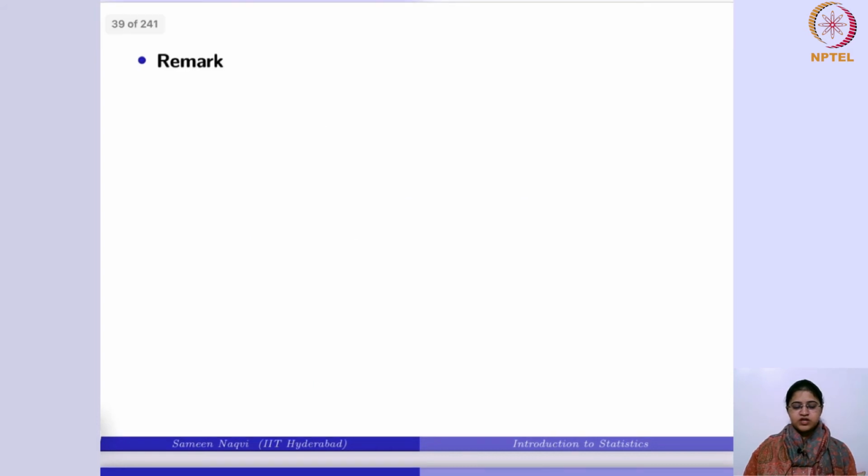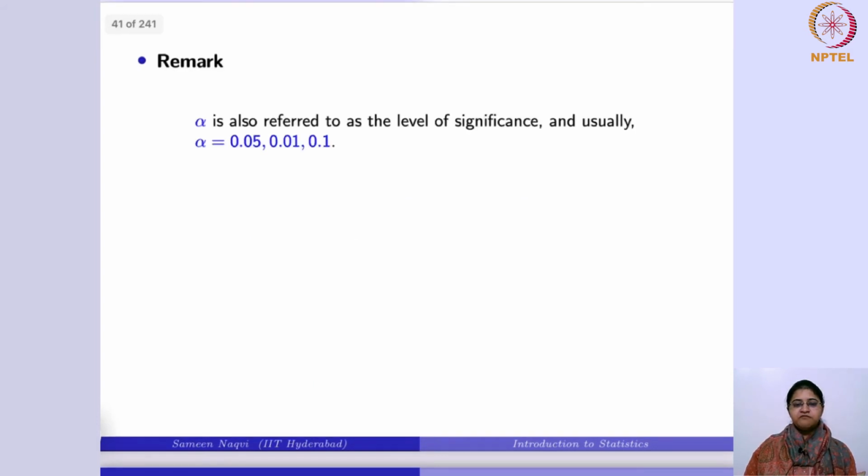Now let us look at this remark. Alpha is referred to as the level of significance. So basically, alpha is what? The probability of rejecting the null hypothesis when it is true. Another name for that is level of significance. The common values for alpha that we take are 0.05, 0.01 and 0.1.